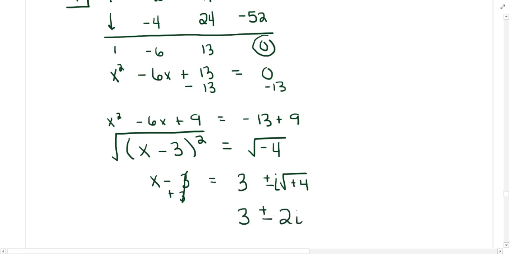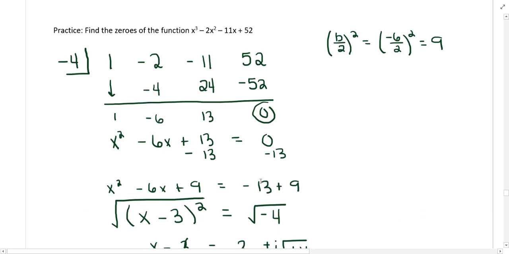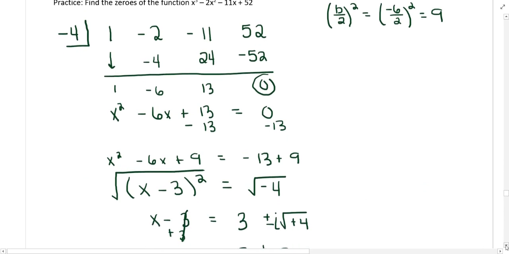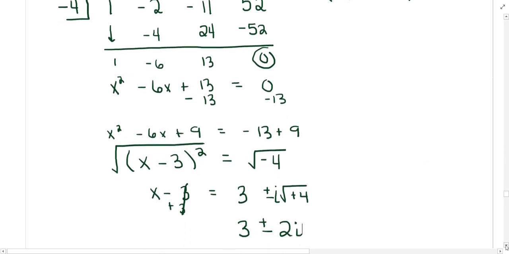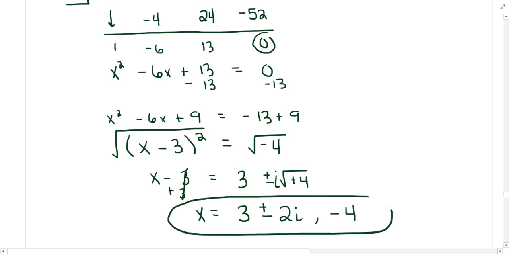So this is going to become 3 plus or minus square root of 4, 2. So 2i. And then you had that -4. Oh, there it is. -4 is your other 0 right here. So you could have gotten the same thing by doing the quadratic formula. I just wanted to show you a different way of doing that. So you have zeros of 3 plus or minus 2i and -4. So you've got your 3 zeros right here.